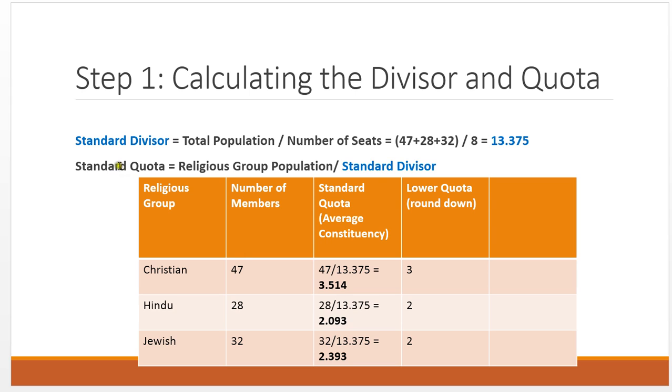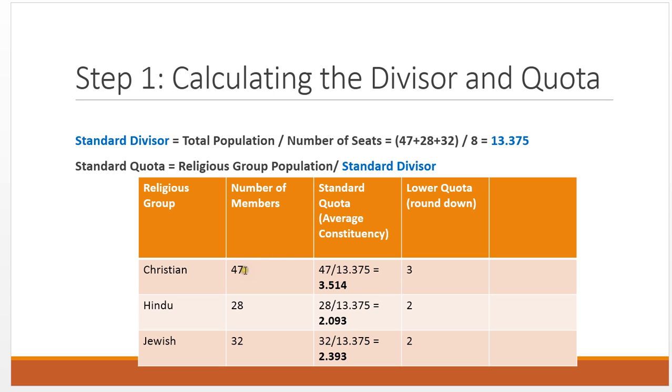Now what we're going to do to get the standard quota, which is also the average constituency, is we're going to take each individual group. So in this case, the religious groups. So each individual group will get divided by that standard divisor. And we'll come up with a decimal value. And again, it's best to keep at least 3 significant digits on your decimal value.